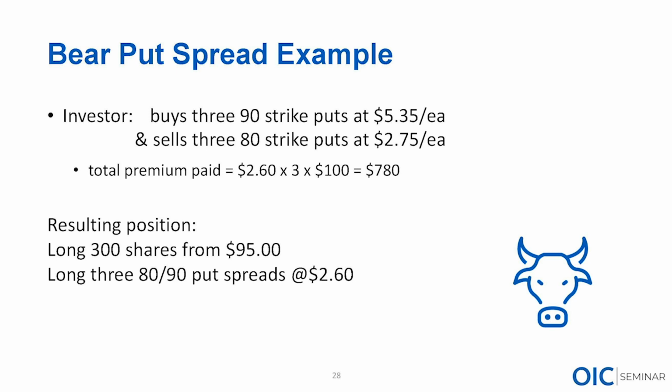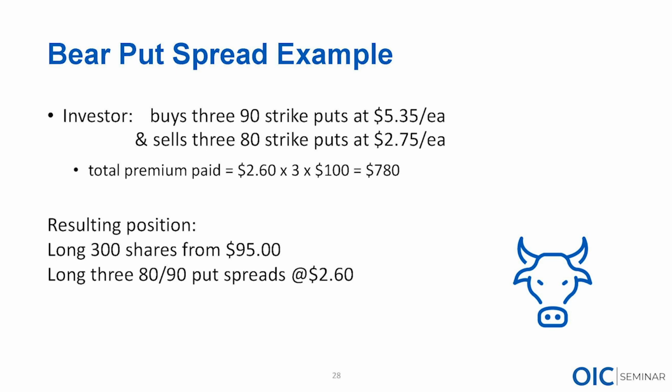Now, as I've said several times, there are so many different ways you can do this. You don't have to sell 3 of the 80 put. You can sell 1 of them and reduce your cost a little bit and keep more protection. Or you can sell 2 of the 80 puts, bring in a little more premium and have more protection. Or you can sell all 3. That choice can be up to you.